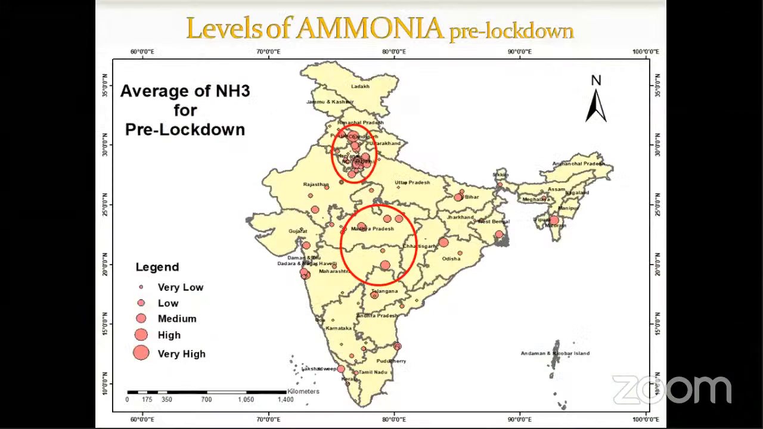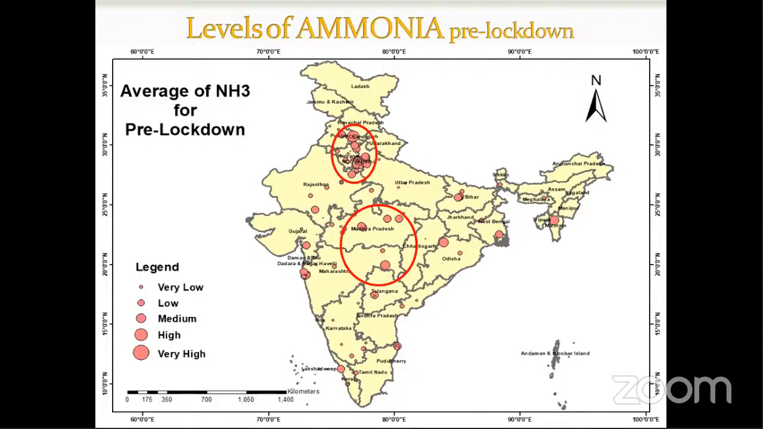Next is ammonia. Ammonia is one of the most abundant pollutants in the atmosphere, which adds to air pollution. The main sources are agriculture, animal husbandry, and fertilizers. Other than that, industrial processes and vehicles also emit ammonia gases, but in small quantity.